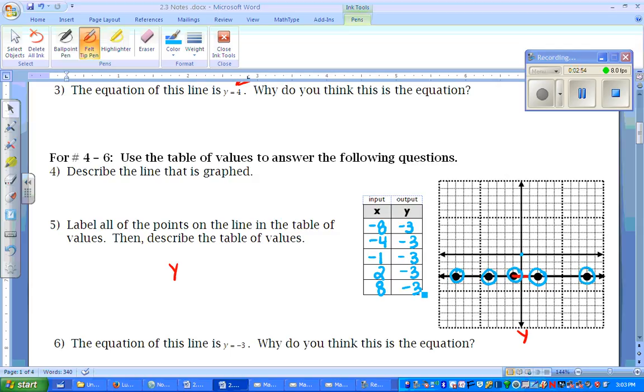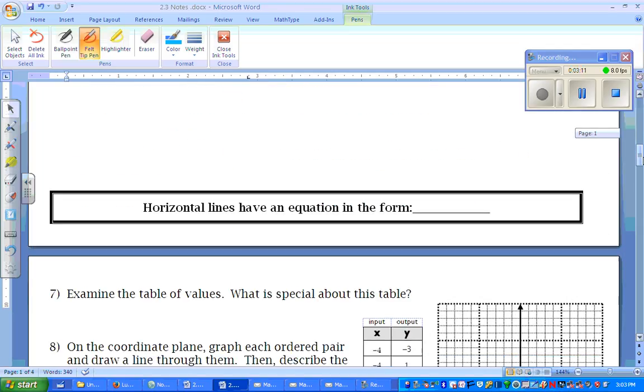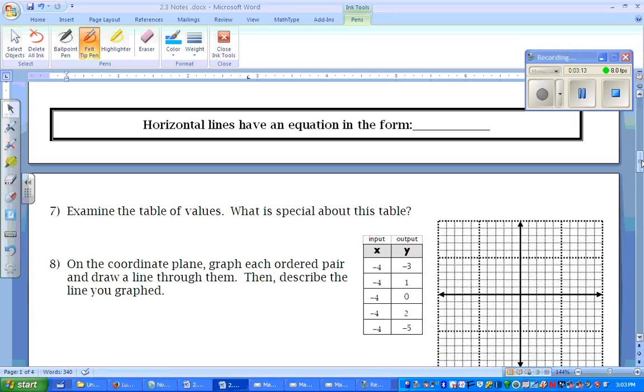As you can see, the line passes through the y-axis at a value of -3. Every single y value on this line should be equal to -3. This is the equation that we get. So all horizontal lines should pass through the y-axis, always giving them an equation in the form of y equals some number.